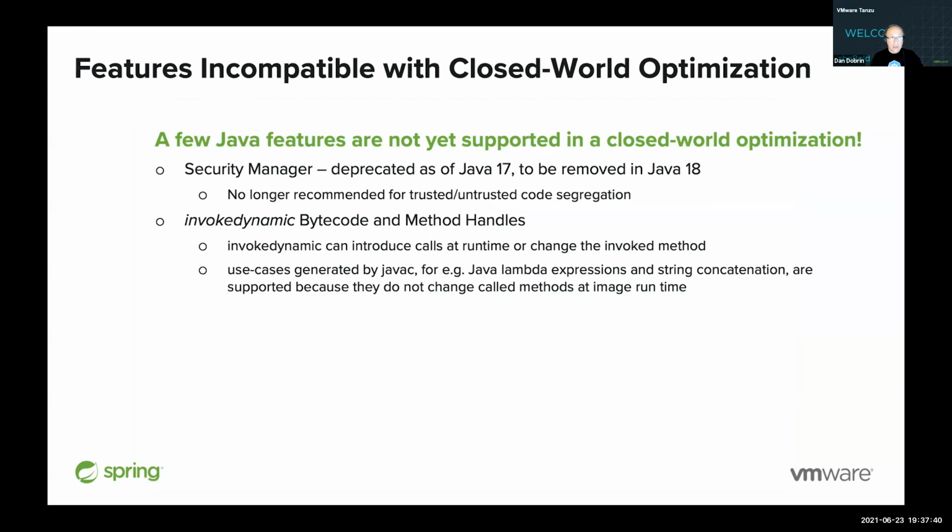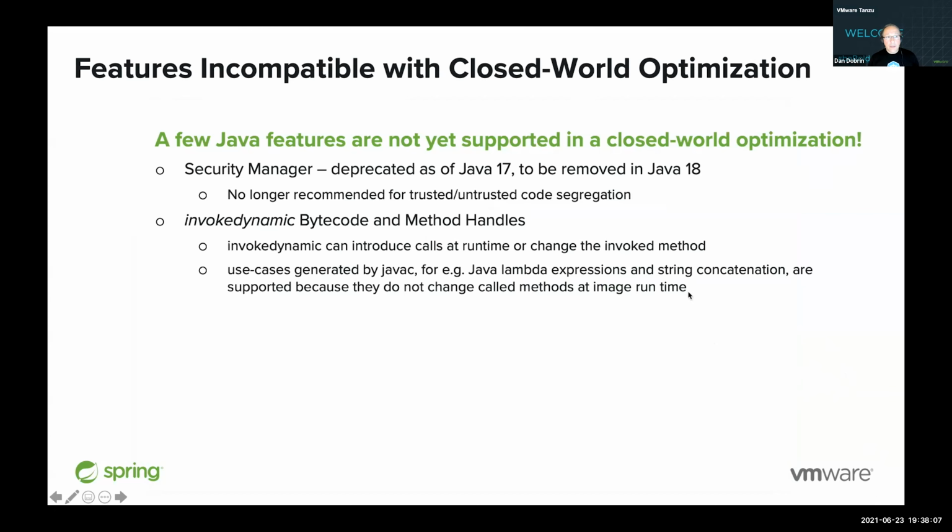So when we come back, we looked at initialization, we looked at dynamic features. Let's quickly look at features incompatible with the closed world optimization. One is the security manager, because some features are not yet supported in the closed world optimization. The security manager was deprecated in Java 17, and the Graal and the Oracle team announced that Java 18 will have it removed altogether. It was not recommended for some time.